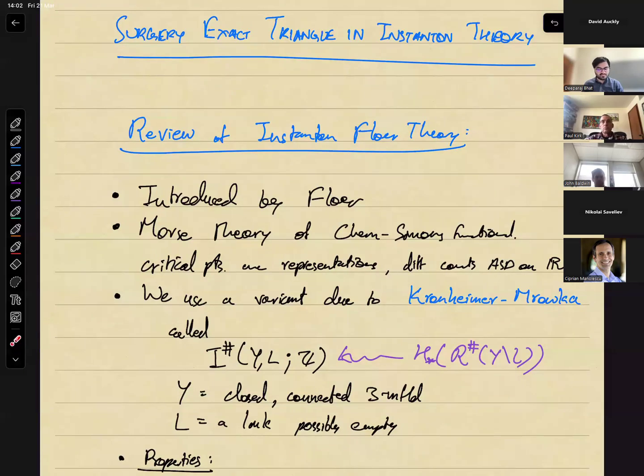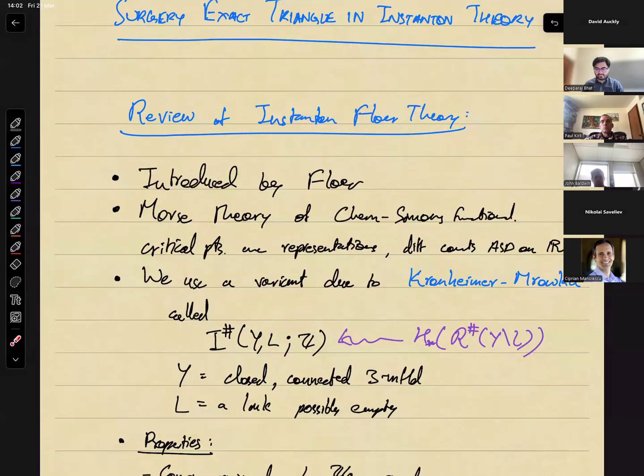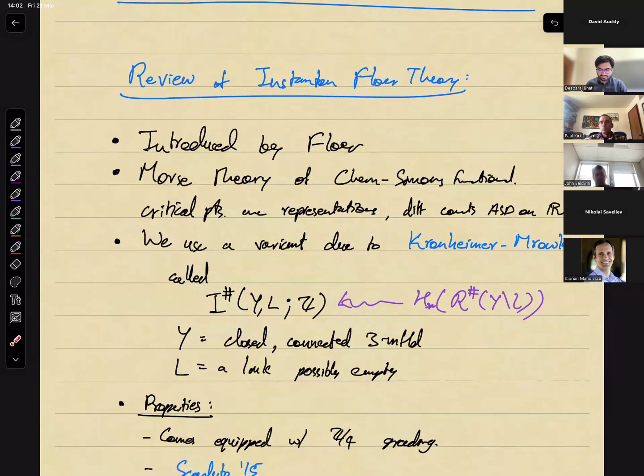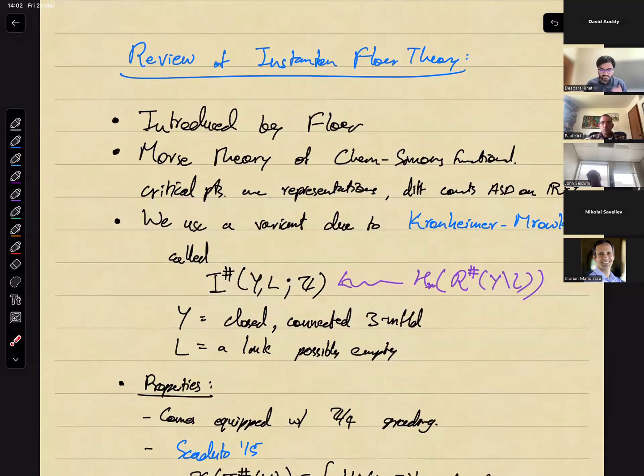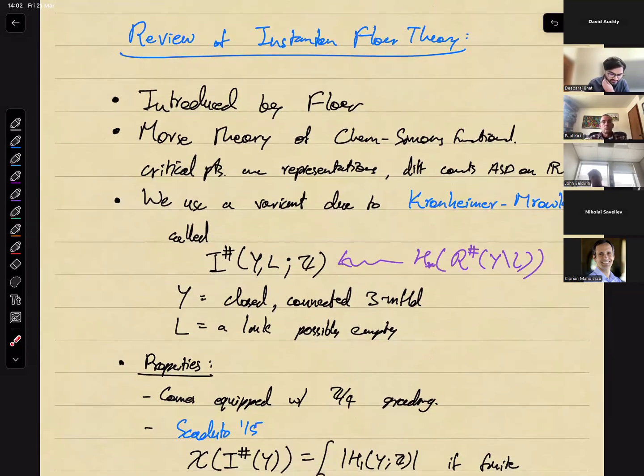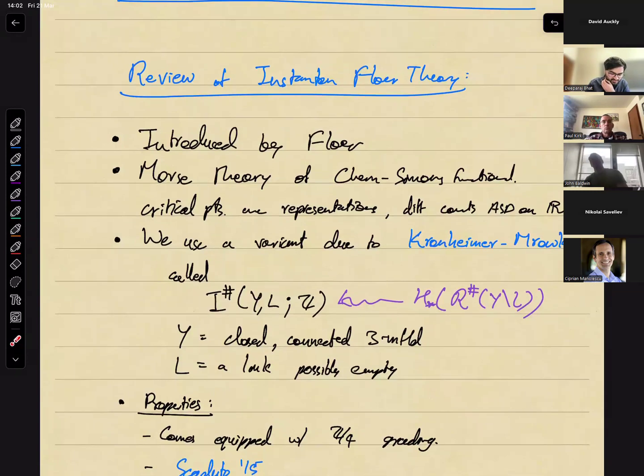But just to keep up with the ever-changing topics on the seminar, I'll first start with a short review of instanton Floer theory and then move on to the main result. So instanton Floer theory is about the Chern-Simons functional and doing Morse theory with it.